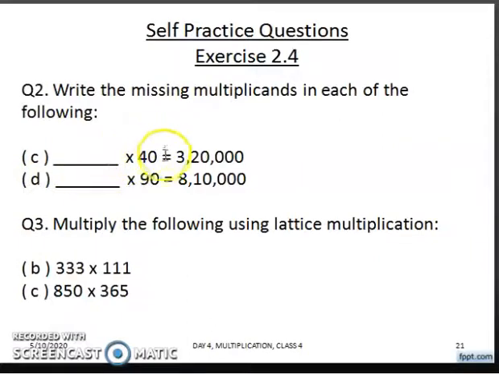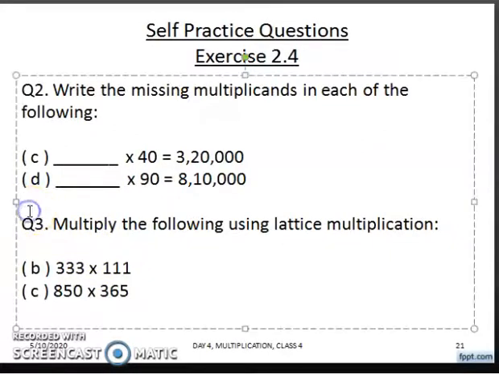Remember what I told you. First, this is 4, this is 32. What should I multiply 4 with? 8. 1 0 is here. How many in the answer? 4 zeros. So, multiplicand में कितने zeros लगाओगे? 3. Now do the other part. Lattice, I explained you in the slide. Please attempt the question.